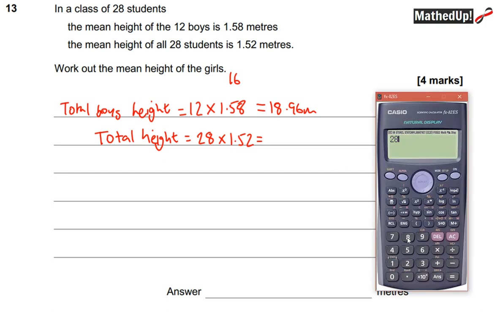So we've got 28 times 1.52, and that gives me 42.56 meters.